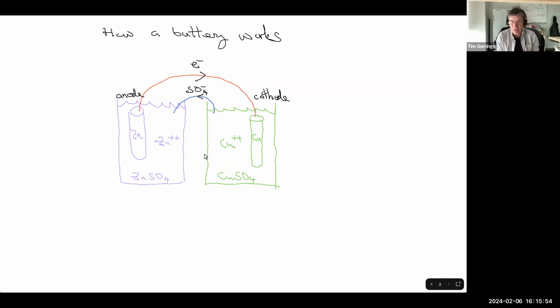So what is happening in the battery? Where does that electrical energy come from? Where does the electrical potential between the 2 electrodes that drive the electrical current through an electrical circuit, where does that come from?